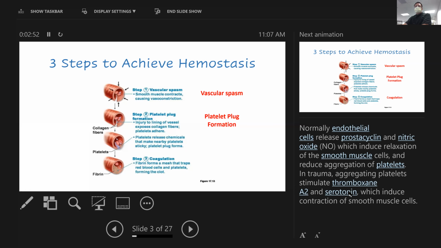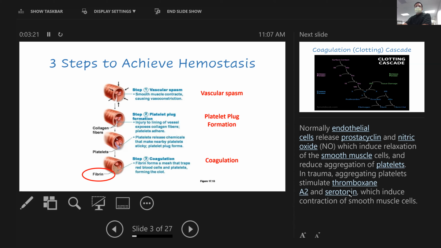So we have vascular spasm, platelet plug formation, and then the third step is coagulation. Essentially what we're getting there is formation of fibrin, and fibrin creates a mesh, almost like a spider web, that traps red blood cells and platelets and helps to form a blood clot and to slow and eventually stop bleeding. So those are the 3 steps to achieving hemostasis. You'll notice that the end product of all this is fibrin, and we'll talk a little bit about that because fibrin is important in coagulation and controlling of hemorrhage.